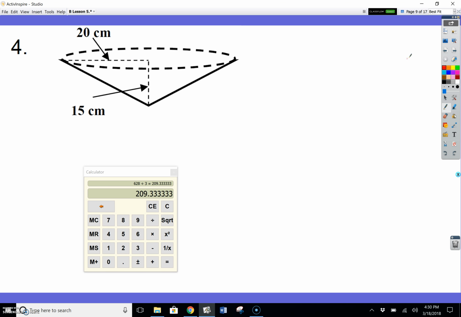This cone is upside down, or just a different way, but same idea. This is my height. This is my radius. So the formula for volume of a cone is 1/3 pi r squared times the height. So let's just plug in things we know. 1/3 pi, and then r squared is 20 to the second power times my height, which is 15. It's going to be 1/3 pi times 400 times 15.